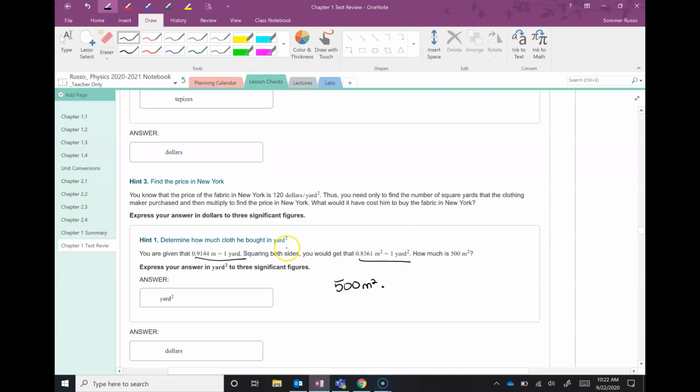You can square it like they did here. I'm going to show you just doing it twice. We want the meters to cancel, so that's going to be in the bottom. 0.9144 meters per 1 yard. It is important to note that if you only do this once, this only cancels with 1. You need to do this twice. This is one of the most common mistakes that I see.